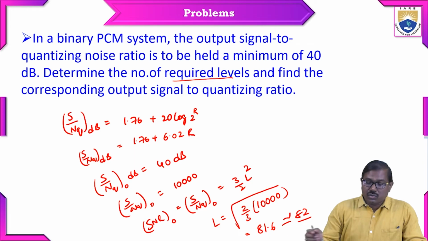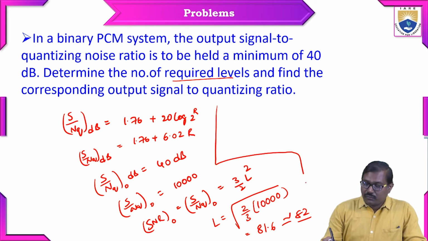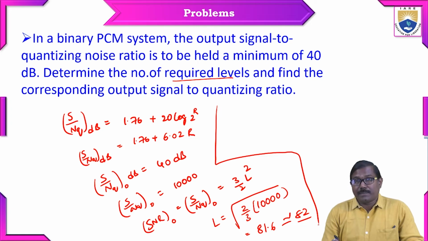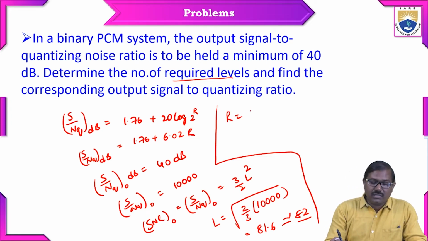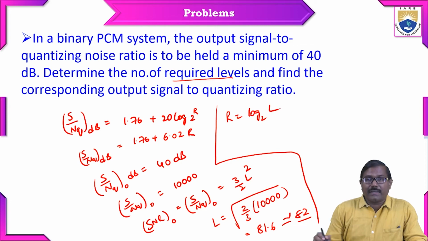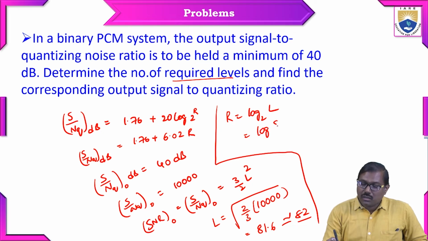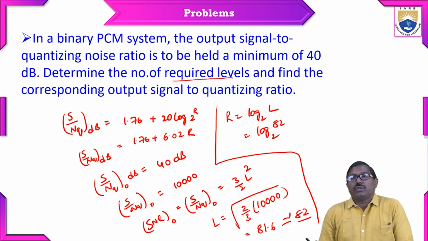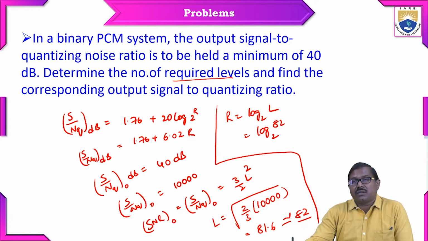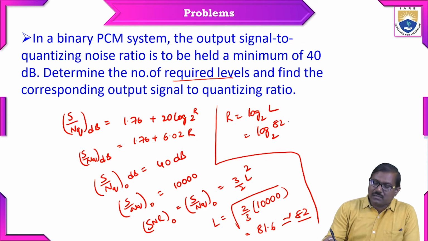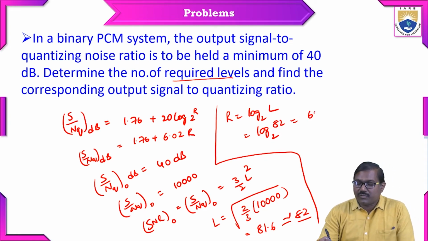Okay. Now I am going to find the number of bits, that is R. R is nothing but log 2 L. What is L here? 82. So log 82 base 2. Nowadays advanced scientific calculators are available, so we can easily do this base change. The R value we get is approximately 6.62. So here I would round off to 7.